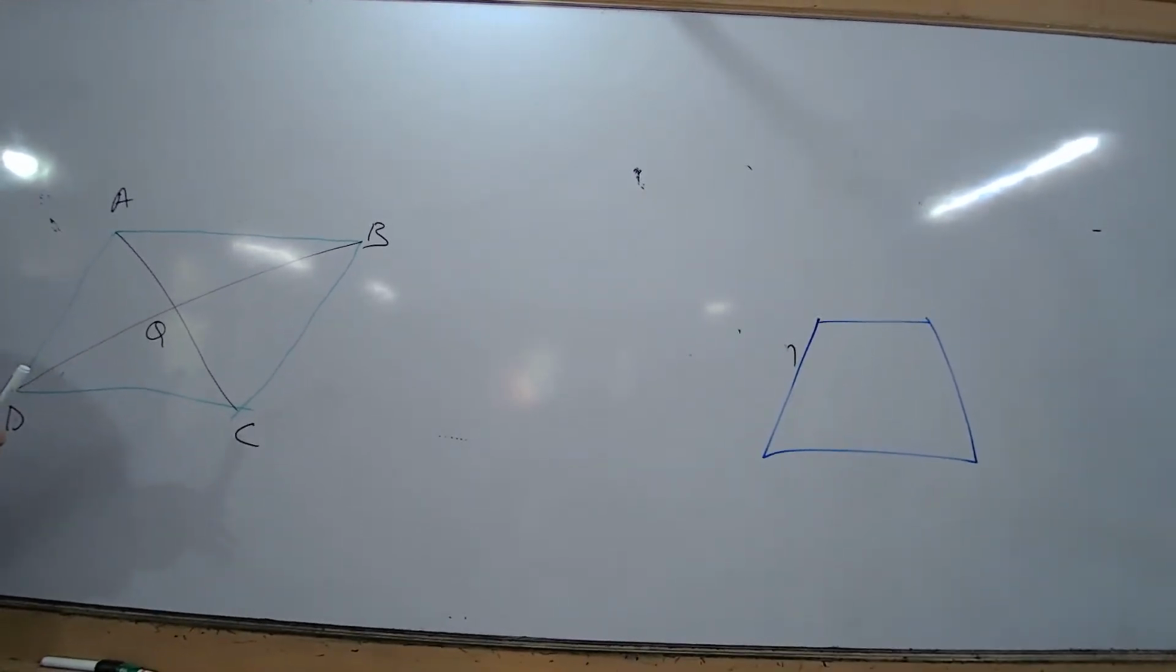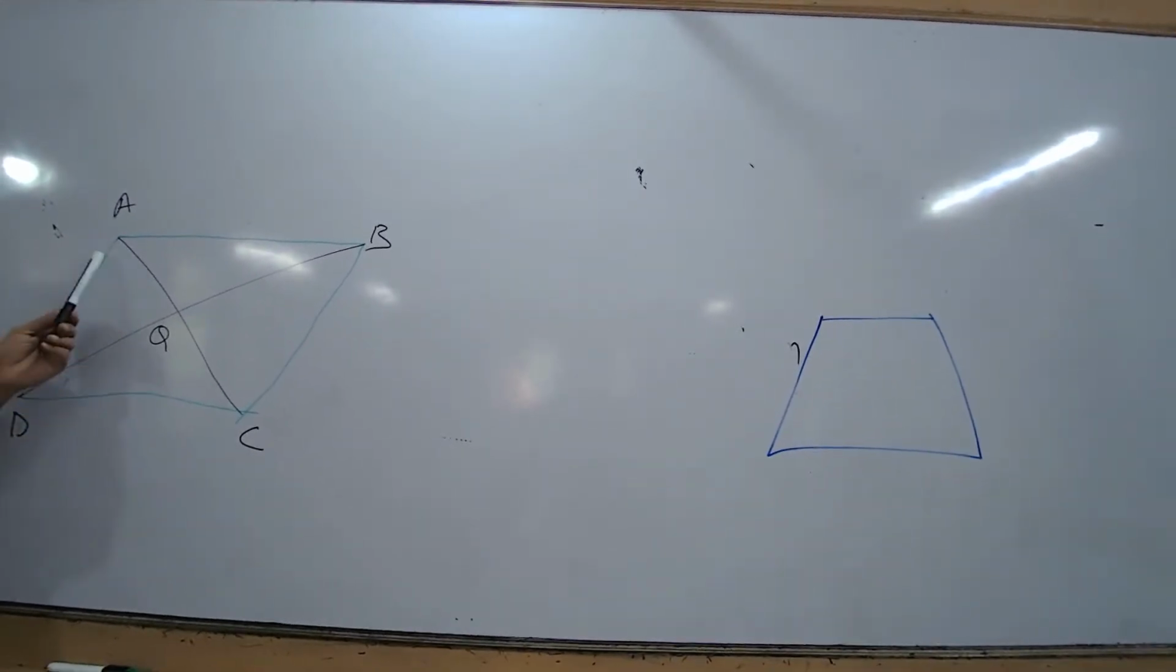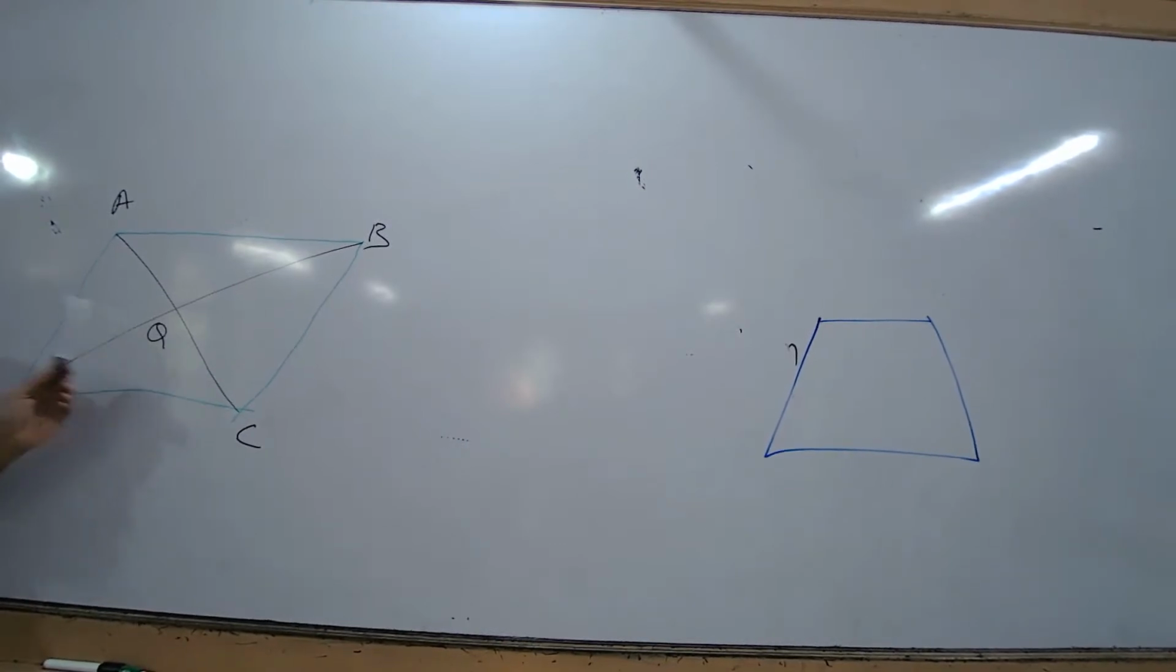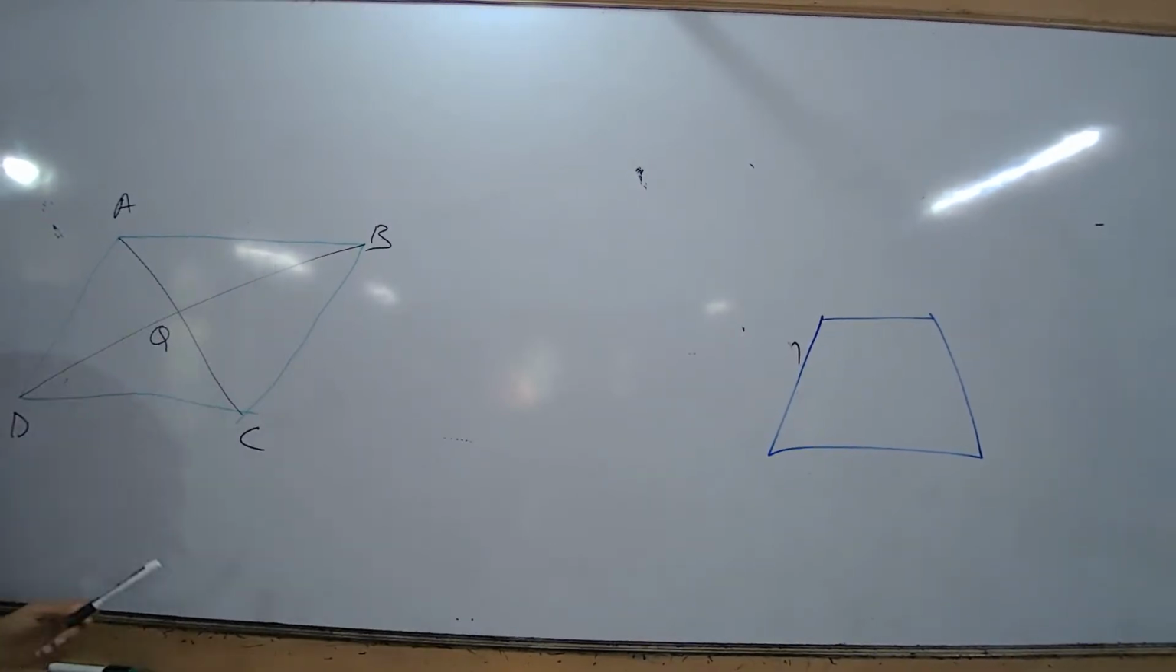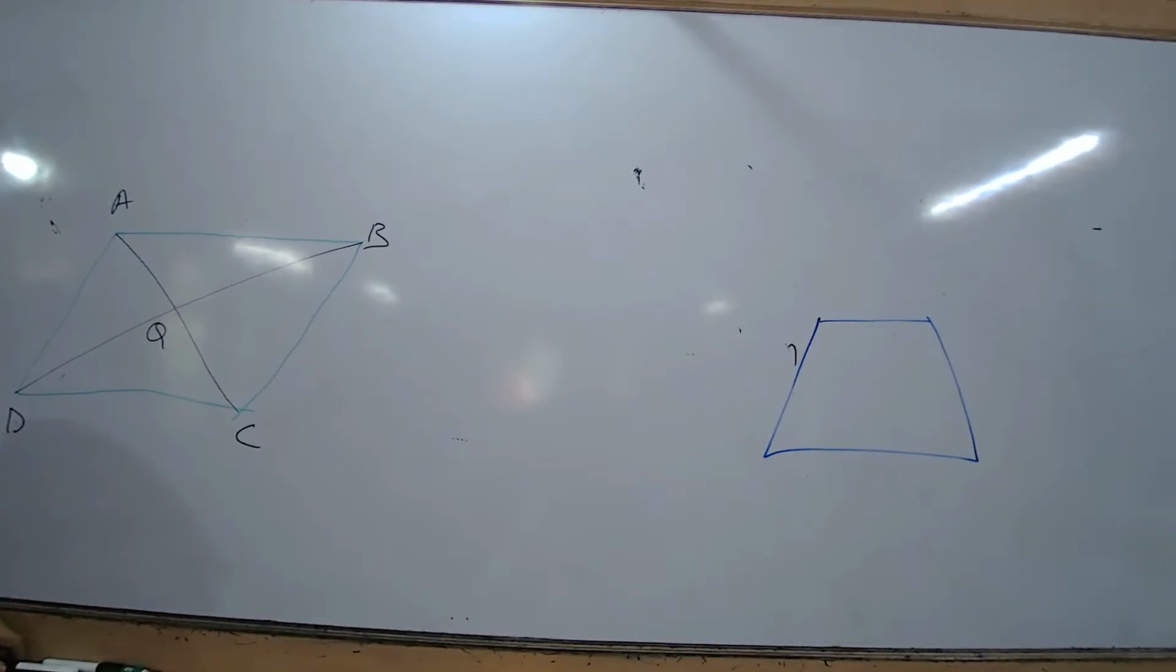Diagonals bisect each other means what? AQ and CQ are equal. DQ and BQ are equal. Okay, understood or not? Yes, sir.